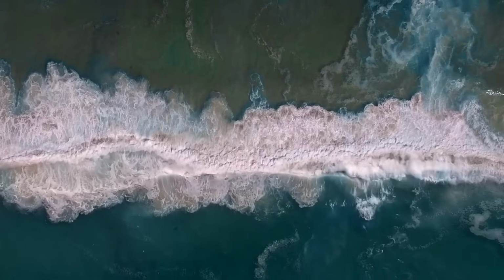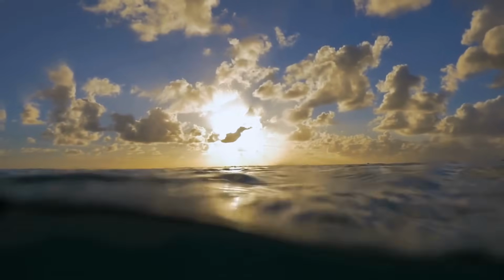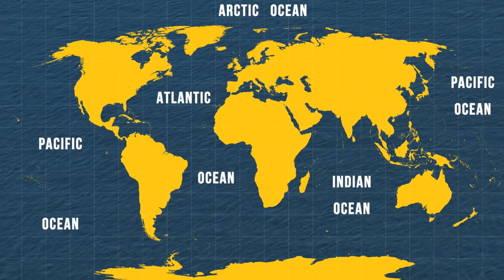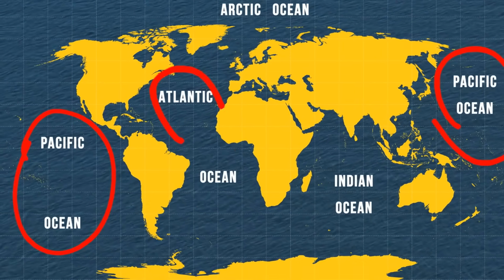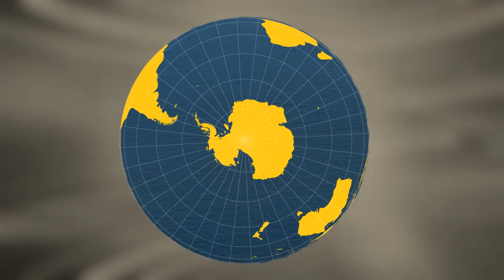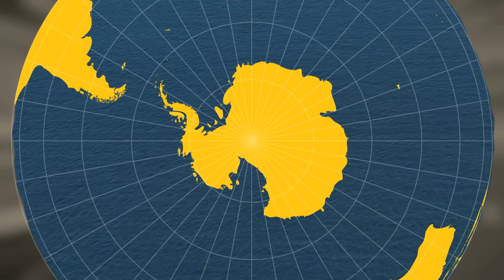There aren't any borders between the 4 oceans we've all come to know. But oceanographers and the world's countries did traditionally split these waters into 4 distinct regions: the Pacific, Atlantic, Indian, and Arctic Oceans. And here comes the big surprise. The scientific community has recently recognized the 5th body of water.